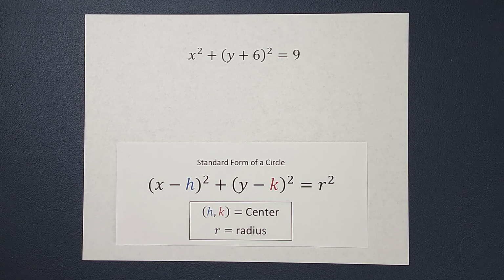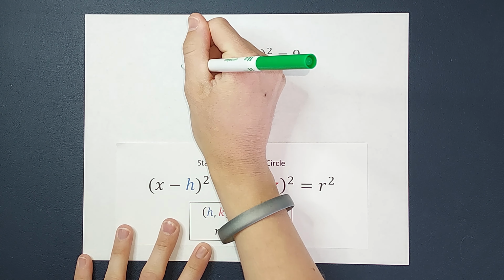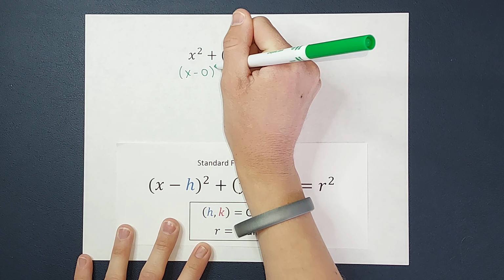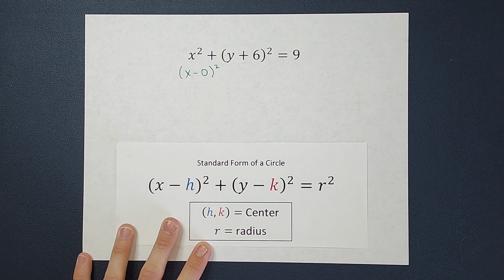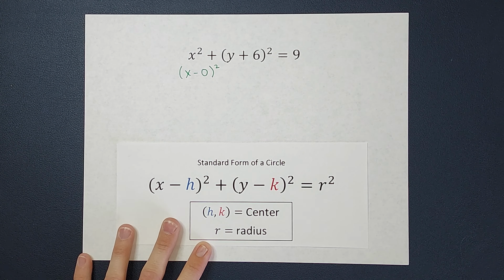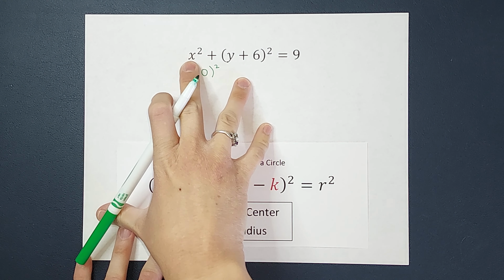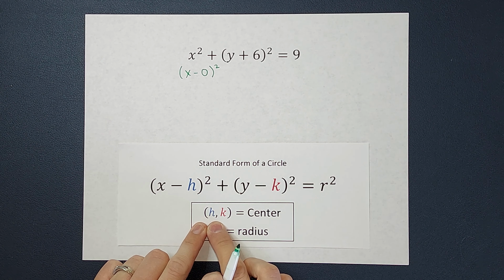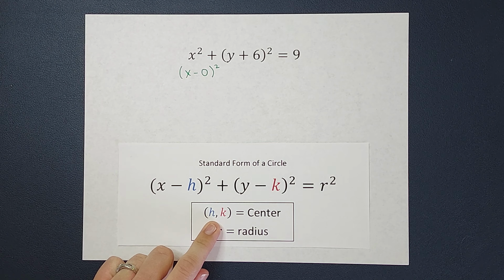The x just doesn't have anything being added or subtracted to it, right? So we could rewrite this as x minus 0 squared, right? That would mean the same thing. So all that means when we don't have a number being added or subtracted onto that x in the parentheses is that point, the h, is 0, okay?